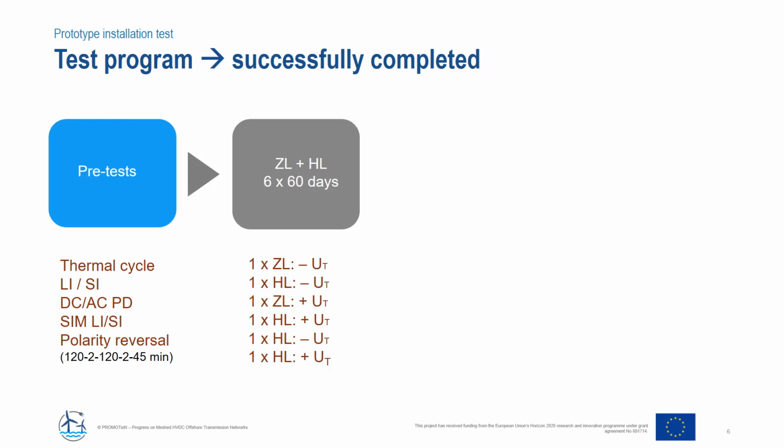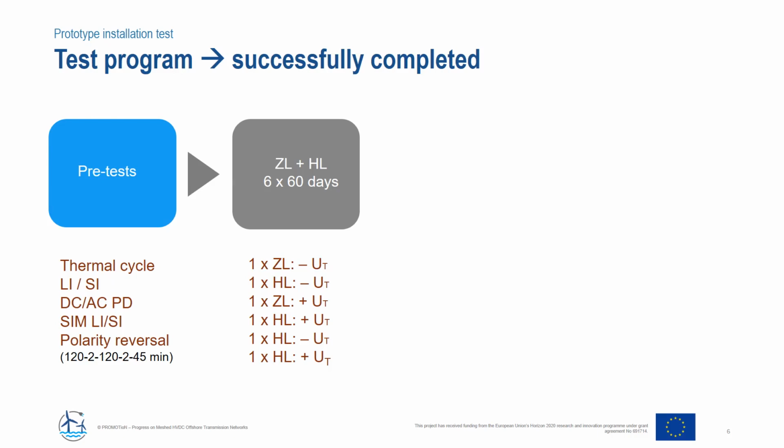After the pre-test, which is basically a check procedure that the HVDC GIS is ready for long-term test, it is put under the actual test, and the actual test has 6 blocks, each block lasting for 60 days. And there are different load conditions. There is a zero load and a high load. Zero load means the DC GIS is put under a DC voltage, but there is no current running in the bus duct. The high load means the DC GIS is subjected to the DC voltage plus a current of 4000 amps running through the bus duct.